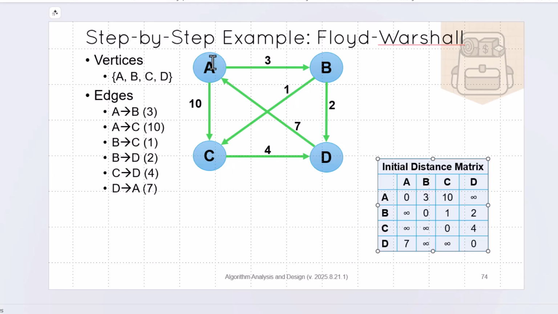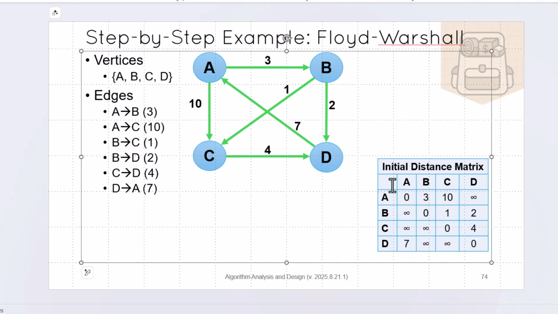We see that A is connected to C and B with outgoing edges. It has a 0 with itself. That's why this diagonal here is 0 for each of these, because each of these has a distance of 0 from themselves. A to B is 3. That's why we have a 3 there. A to C is 10. That's why we have a 10 there.